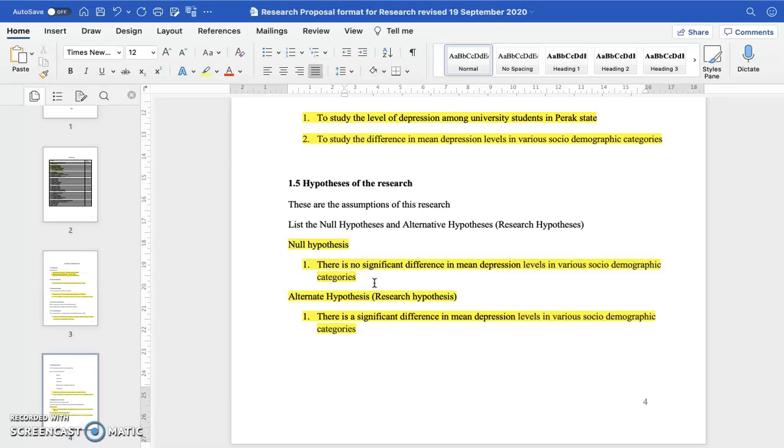Okay, if your study is to study the association between physical activity and academic performance, then the null hypothesis will be like that: there is no association between physical activity and academic performance. Alternate hypothesis means the assumption that there is some relationship or association. Here, the alternate hypothesis is there is a significant difference in mean depression levels in various socio-demographic categories. Okay.